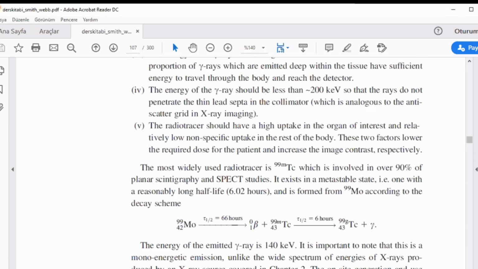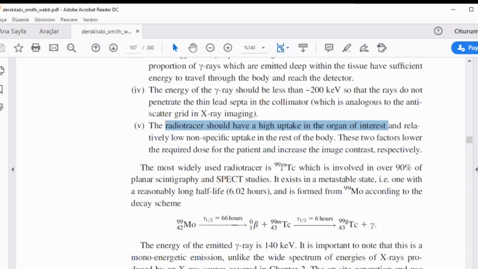Okay. The energy of the gamma ray should be less than 200 keV so that rays do not penetrate the thin lead septa in the collimator, which is analogous to the anti-scatter grid. Okay. Radiotracers should have a high uptake in the organ of interest. This is also important. And these are pharmaceutical research areas.